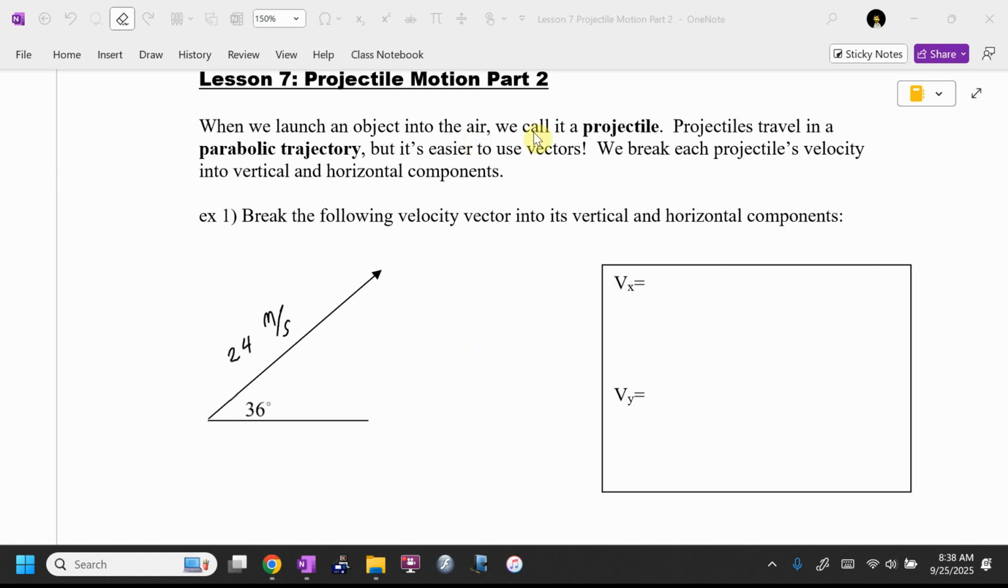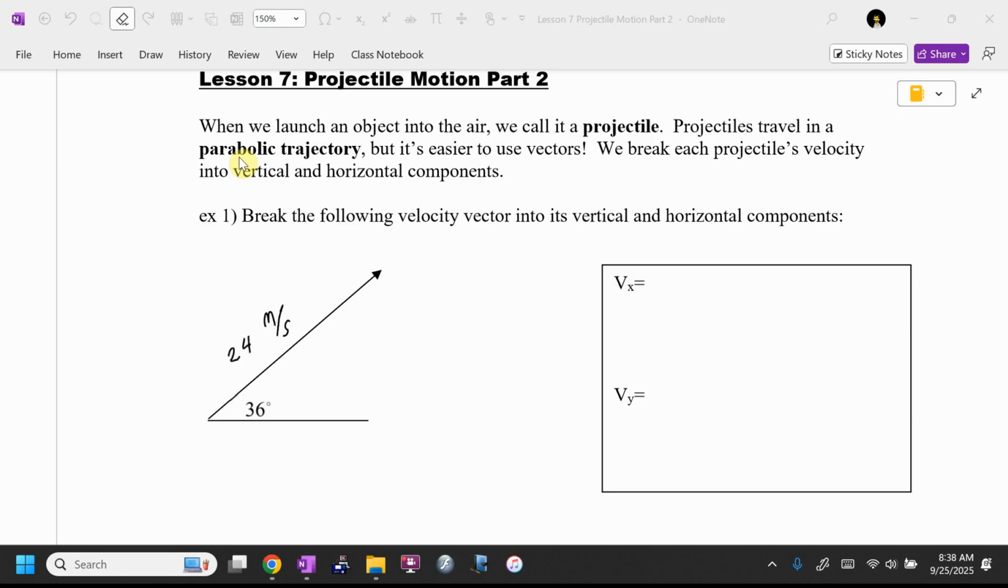When we launch an object into the air, we call it a projectile. Projectiles travel in a parabolic trajectory. They travel in a parabola. That's not quite true. That's only true if the Earth is flat. But for the distances we're going to be launching them, the Earth is close enough to being flat that we're going to pretend it's flat. It's not. But it's much easier.